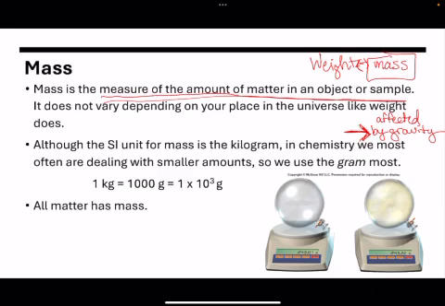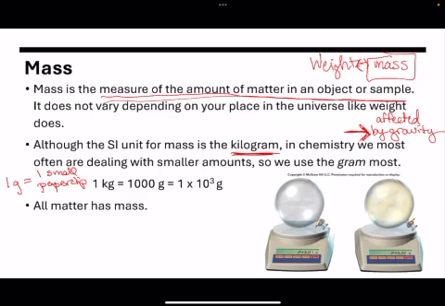So, although the SI unit for the mass is kilogram, we're often dealing with much smaller amounts than that. So, 1 gram is about the mass of one small paper clip. So, one small paper clip is about 1 gram. So if you think about a kilogram, that's going to be 1,000 paper clips. Well, we're not typically measuring something that heavy. So we use the gram, and all of our balances that we use in the lab measure with a gram.